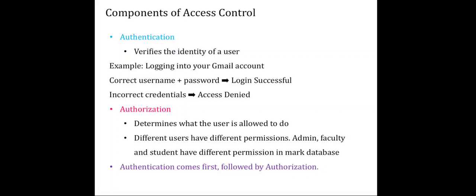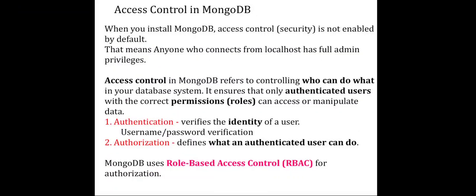Consider a college database. An administrator has the privilege to create databases, create users, delete collections, and perform backups. A faculty member can insert or update student marks, but cannot create new users. And a student can only view their own marks. Notice all three users have successfully logged in. However, each user has different permissions. This is called authorization.